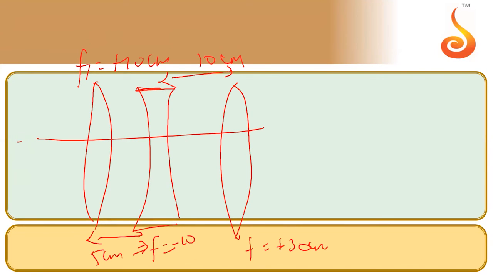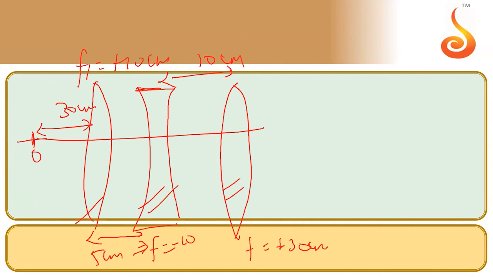And how far was the object actually kept at? Object was kept at a distance of 30 centimeters. Am I right? So as some of you already pointed out, I have to take lens 1 separately, lens 2 separately, lens 3 separately. Do you all agree with me?